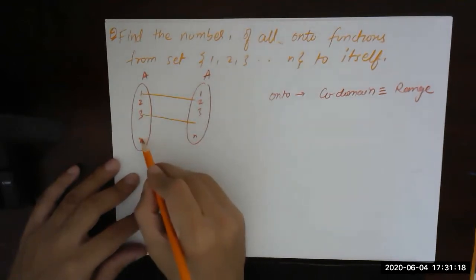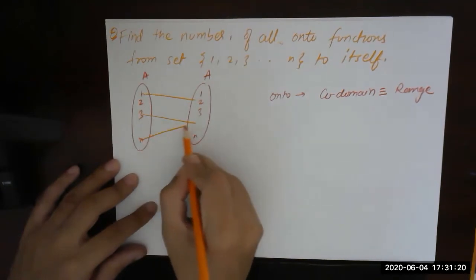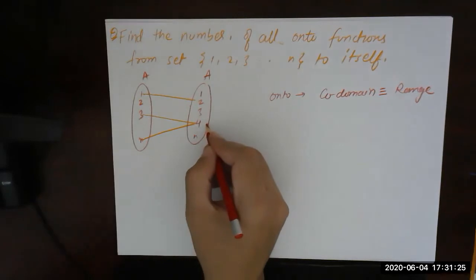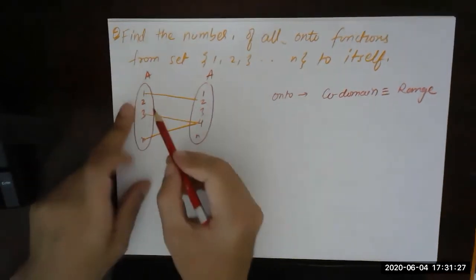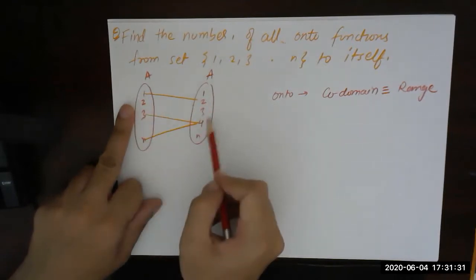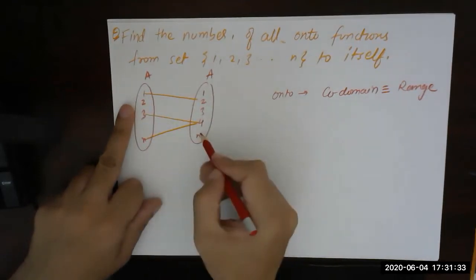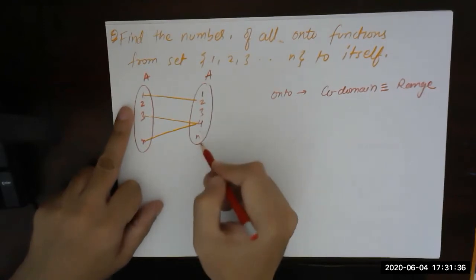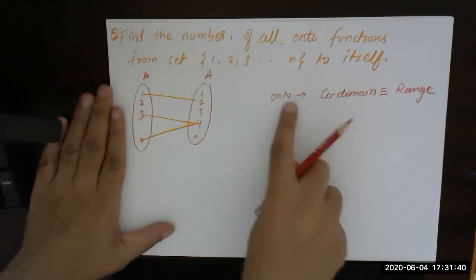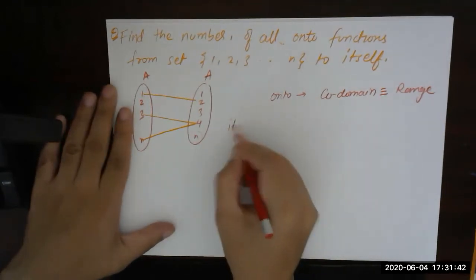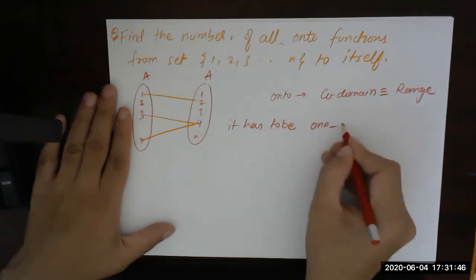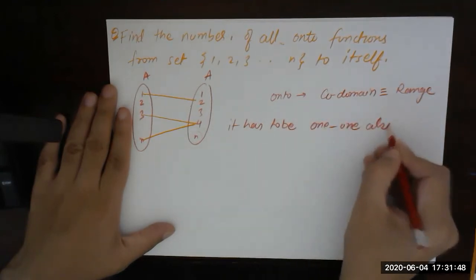Suppose this nth element also gets linked with 4. If any other element also gets linked with 4, now you can see that if I keep on linking these elements with some other elements, at least one of them will be left out. That means this kind of function, for it to be onto, it has to be 1-1 also, right?